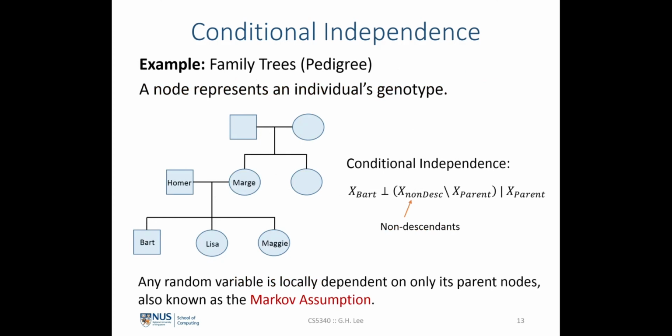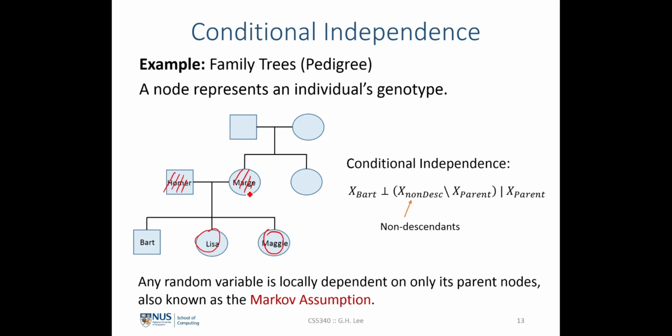An example of this would be in family trees, where a node represents an individual's genotype. For example, in this illustration, it's a family tree of the Simpson family. We can see that we only need to observe the parents of Bart in order to get some information about the genotype of Bart. What this means is that by observing the parents of Bart Simpson, the non-descendants of Bart, which include his siblings as well as his grandparents, aunts and uncles, are all non-descendants of Bart, excluding the parents.